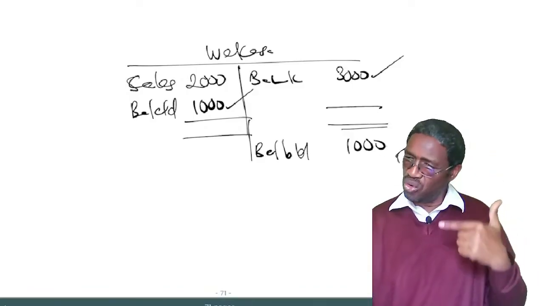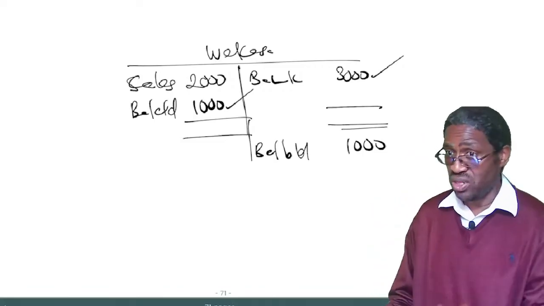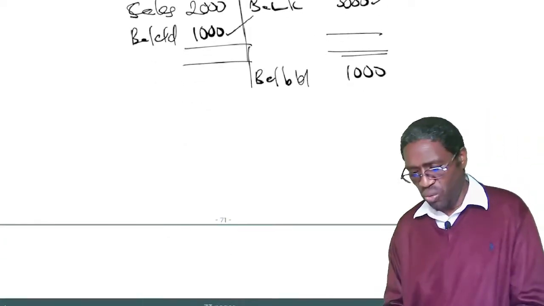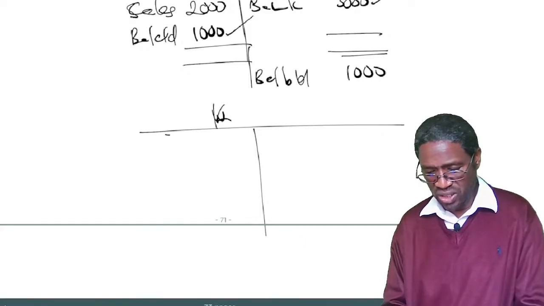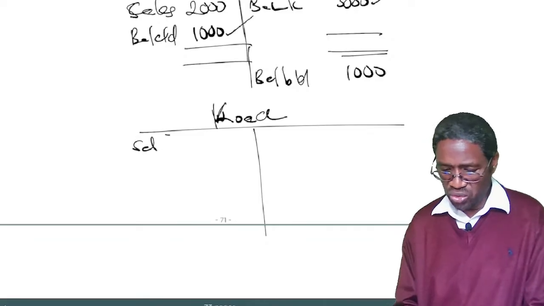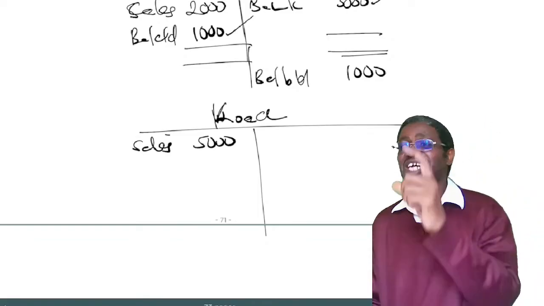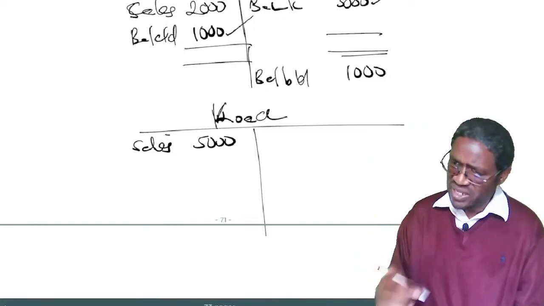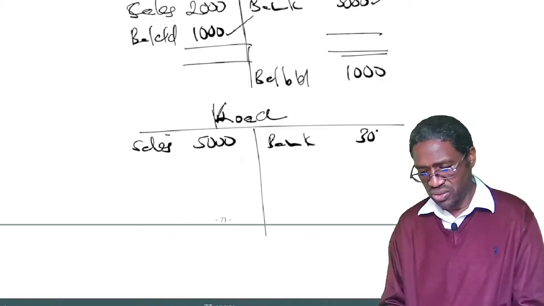Wekesa does not owe me 1,000. We owe Wekesa 1,000. It could only be possible that we owe Wekesa 1,000 if it happens like this. Let's use another one now, Koech. We sold goods to Koech for 5,000. If Koech gave us a check of 3,000, we must have debited bank. We must have credited Koech 3,000.